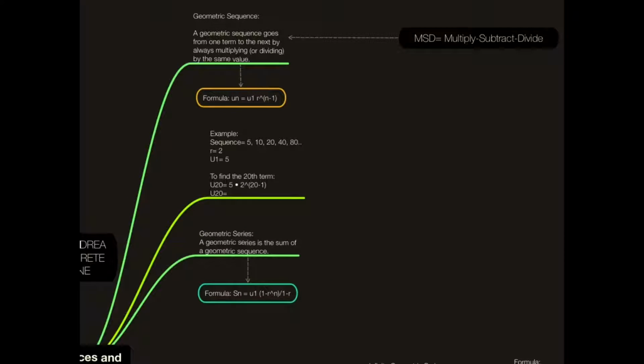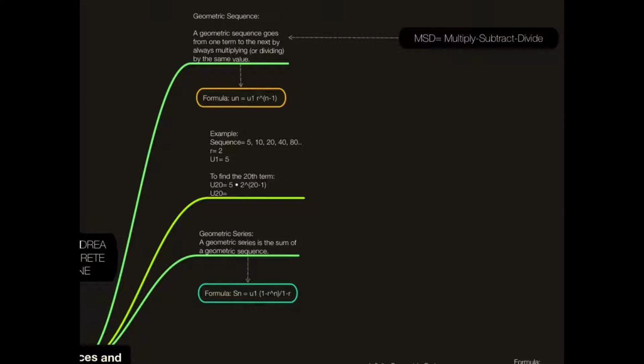On the other side, we find the geometric sequence. A geometric sequence goes from one term to the next one by always multiplying or dividing by the same value. The formula used in geometric sequence is un equals u1 times r to the power of n minus 1. In this case, un is the term we want to find, u1 is the first term, r is the number you multiply or divide by to get to the next one.